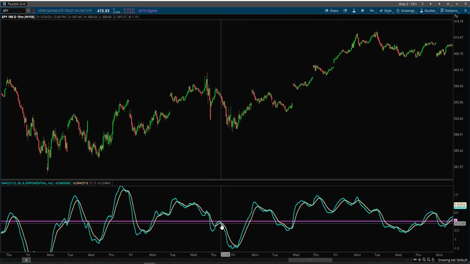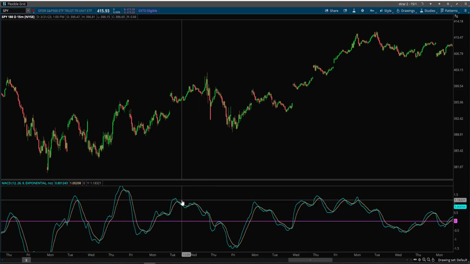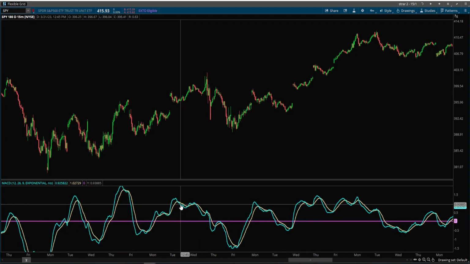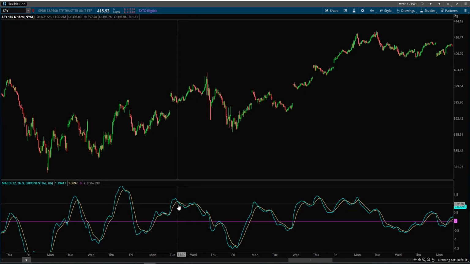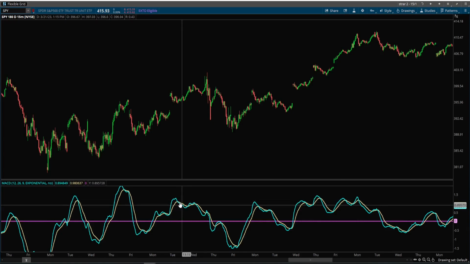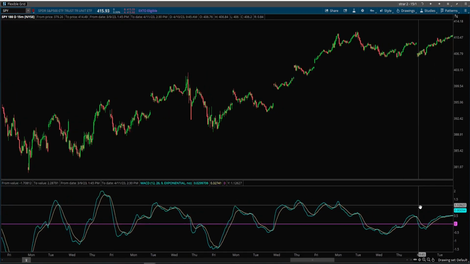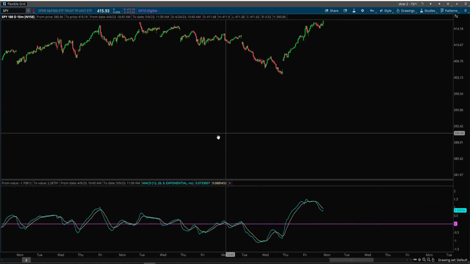If you're getting crossed to the downside below, it's a lot better for put options. But if you're getting bearish crosses above it, just be more patient with it, and I wouldn't take as much risk because it's not as good and strong of a signal for a trend reversal. So yeah, that's a good example here.